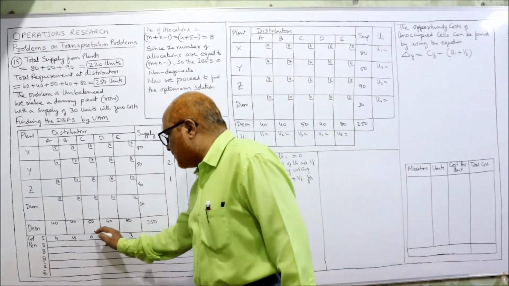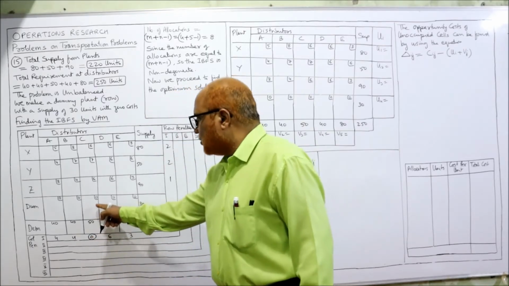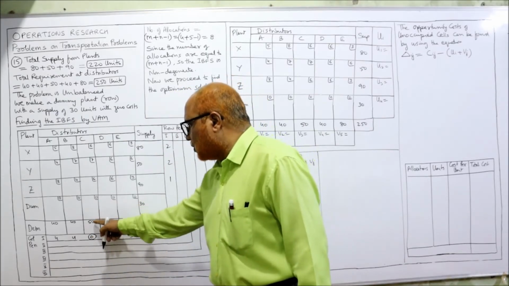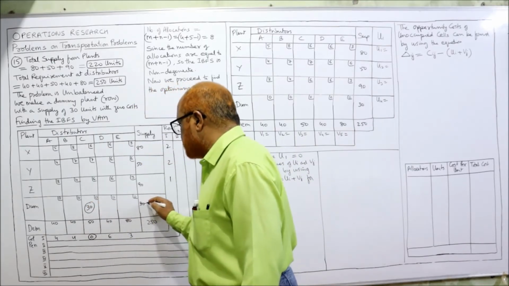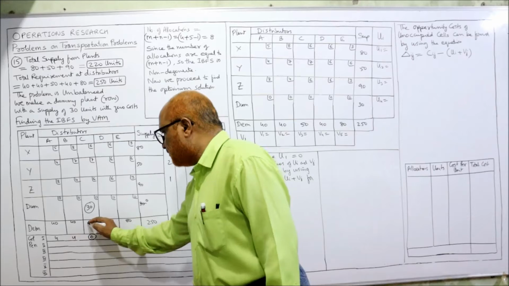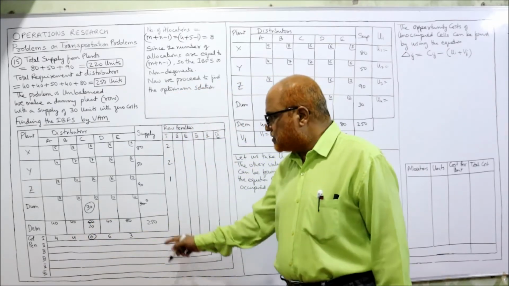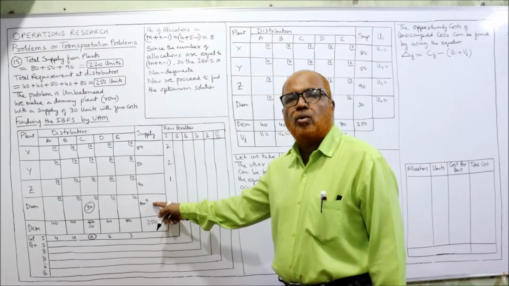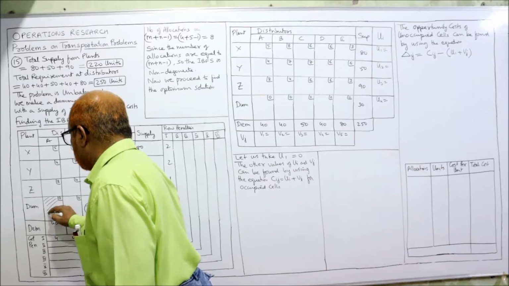Suppose I am selecting the first 6, where the cost is 0. What is the row total? 30, column total 50. So 30 I can allocate here. This will become 0, 30 minus 30 is 0. 50 minus 30 remains 20. So which has become 0? The row has become 0. The row will be blocked. Here I am blocking the row.